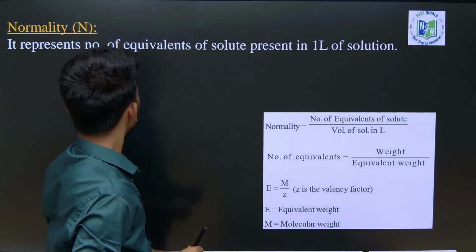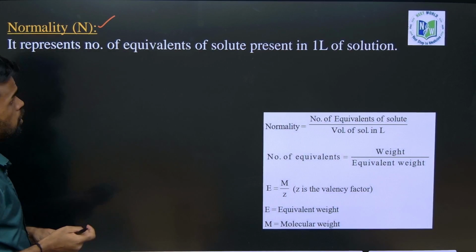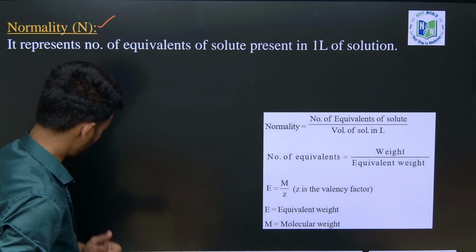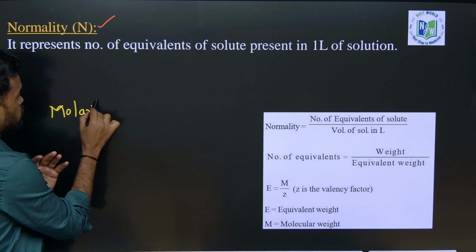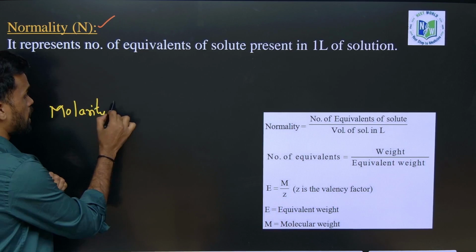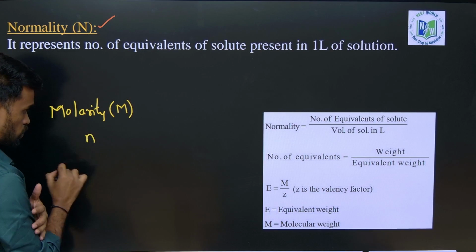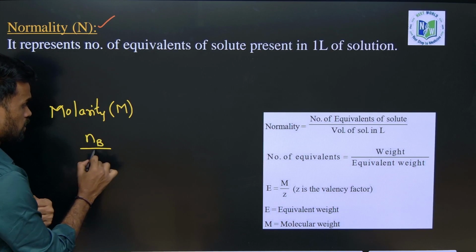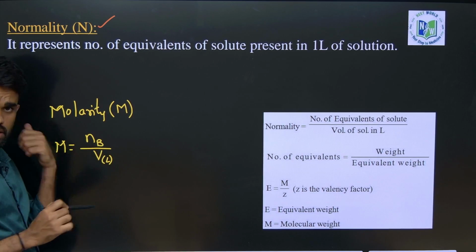Next we have normality. Okay, so what is the next term we have? Normality. So how do we do this? See, we have studied molarity, right? Molarity, which is indicated with capital M. So what did we study? The number of moles of solute present per volume of solution in liters. This is what we have seen there.